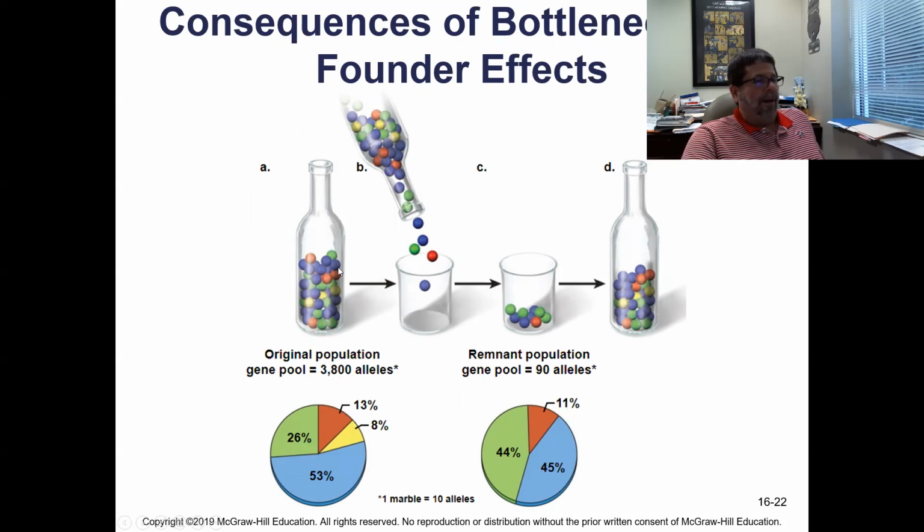But then you're only going to have 9. The first 9 fall out. And now look what happens. These are all the genes we got left, which would be 90 alleles, 10 for each. You've now had 44% go to green. The blues are down to 45. Green goes way up, and red falls. So that would be bottleneck.